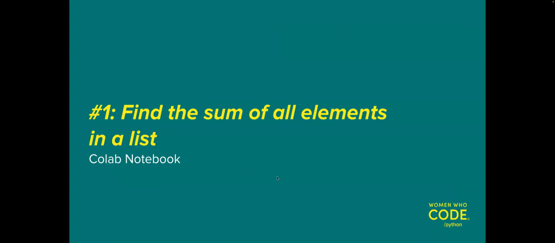Today I'm going to be using a combination to show you how it works: a Colab notebook, which is like any other notebook, and also VS Code. The first two problems I'm going to solve through Colab, and the last one through VS Code. Okay, so the first one is find the sum of all elements in a list.